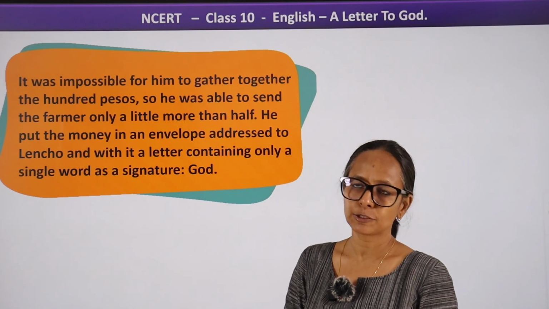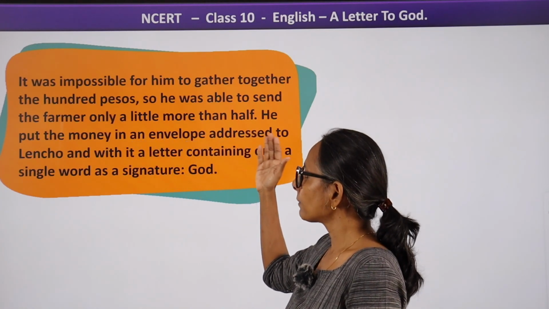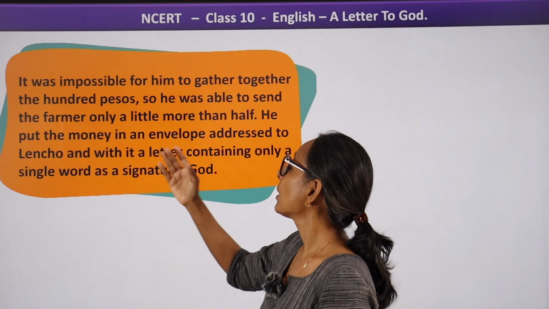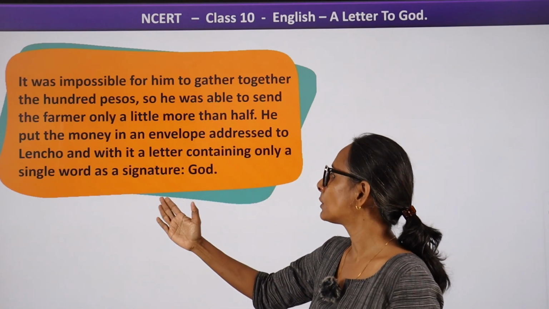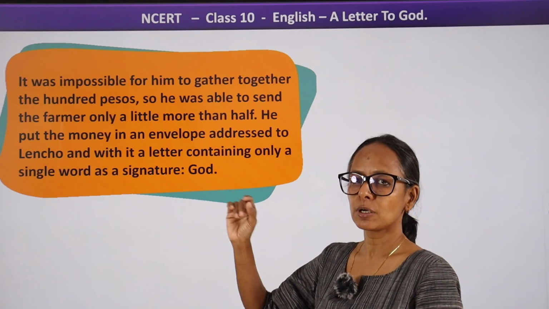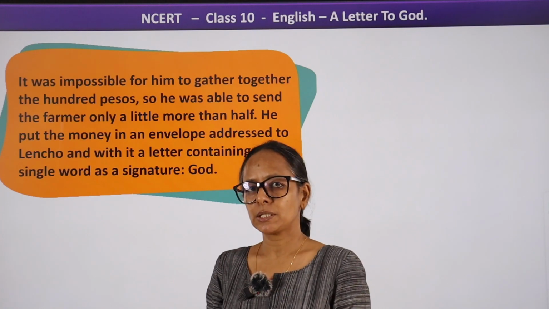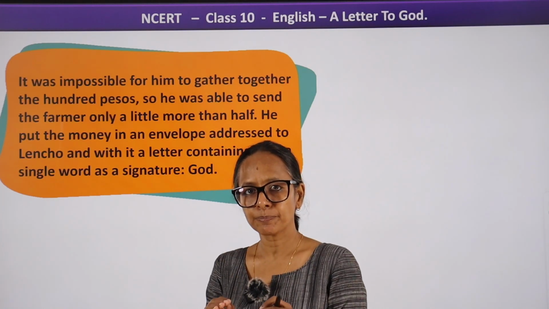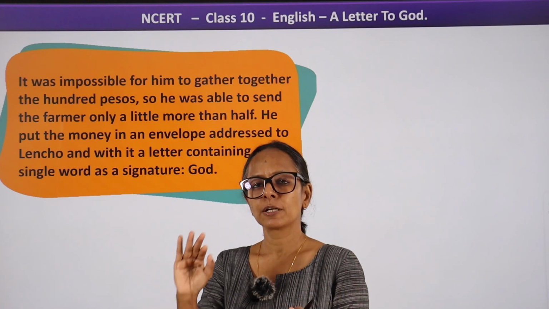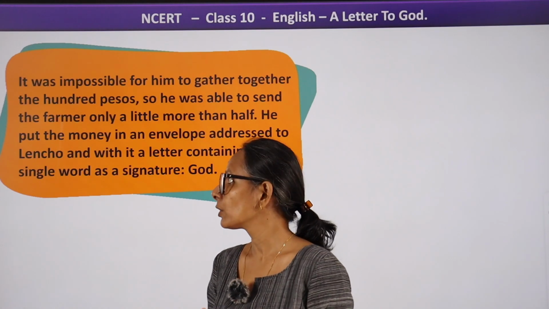Who is the farmer here? Lencho. He put the money in an envelope addressed to Lencho, and with it a letter containing only a single word as a signature, God. What did he do? He took all the money that he collected, put it in an envelope, and with that he placed a letter. He wrote nothing in it, just signed it as God, and he addressed it to Lencho.